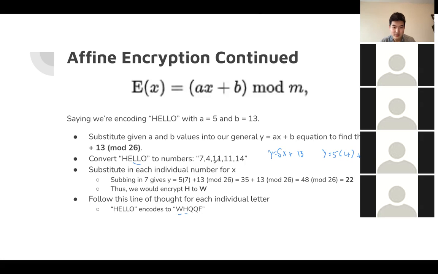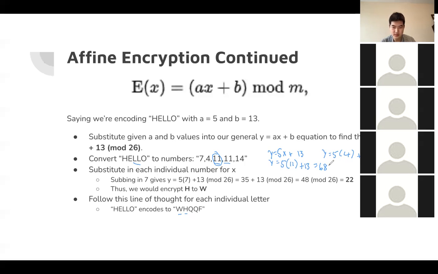Okay, so what I was saying is that you only have to plug in 11 for L once into the equation because every other L is just going to be the same exact output. So y equals 5 times 11 plus 13, 68. 52 is a multiple of 26.